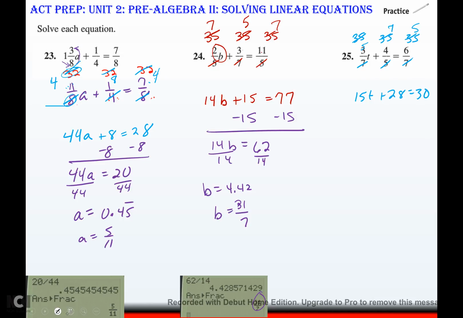So, to get t alone, I'm going to minus 28. I get 15t equals 2. Divide by 15, and t equals 2/15, or 0.1333 repeated. Okay?